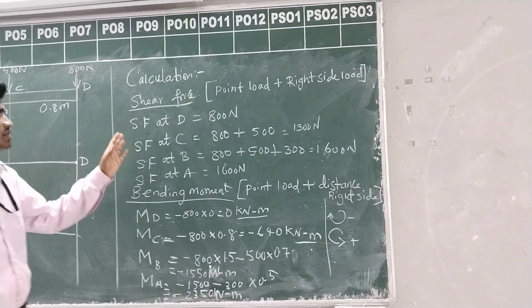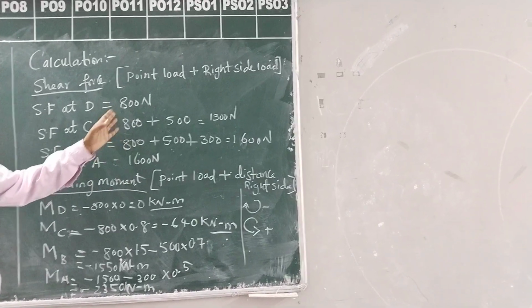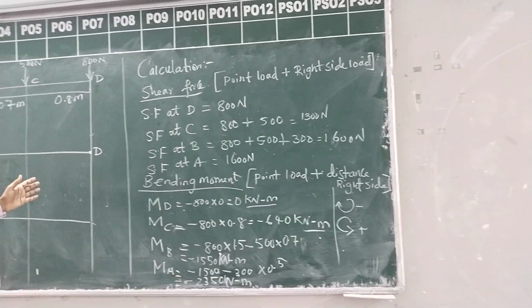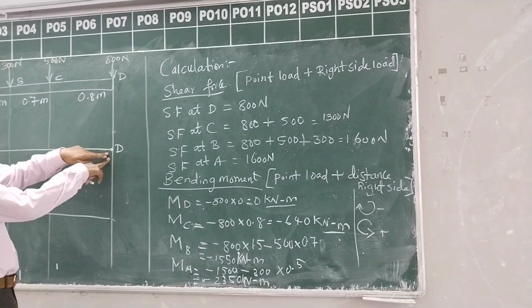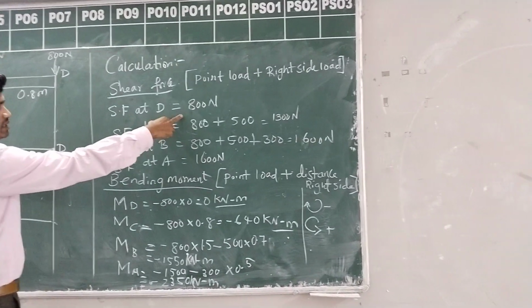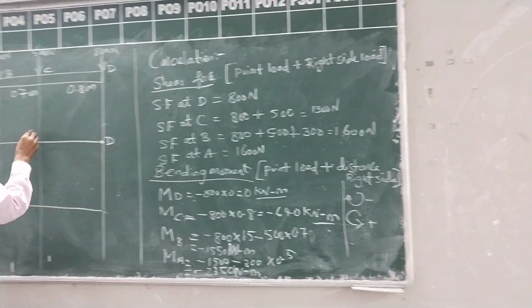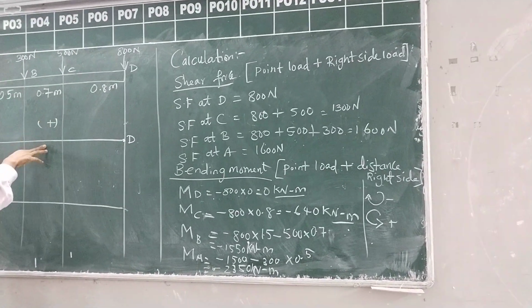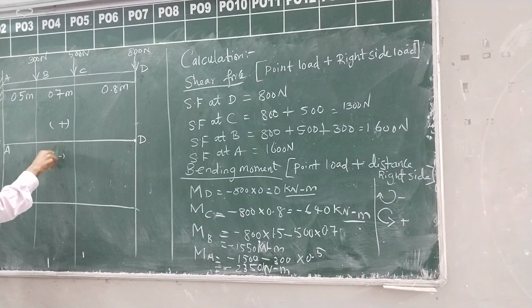So shear force values are calculated like this, with a positive sign. Now we have to draw the shear force diagram. First the point will be D. The shear force at D will be 800 Newton, positive sign. The positive sign goes above the shear force diagram reference line. Above is positive, below is negative.